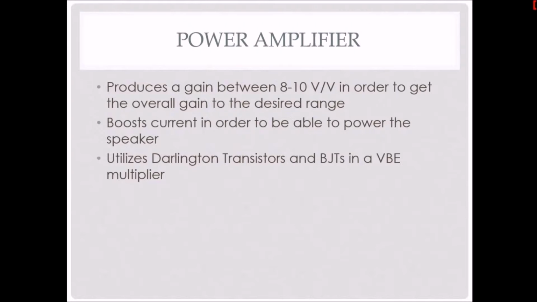The power amplifier just sets a lower gain with a range of 8 to 10 volts per volt, and also boosts the current to be able to power the speaker overall. This circuit uses Darlington transistors, BJTs, and a VBE multiplier.